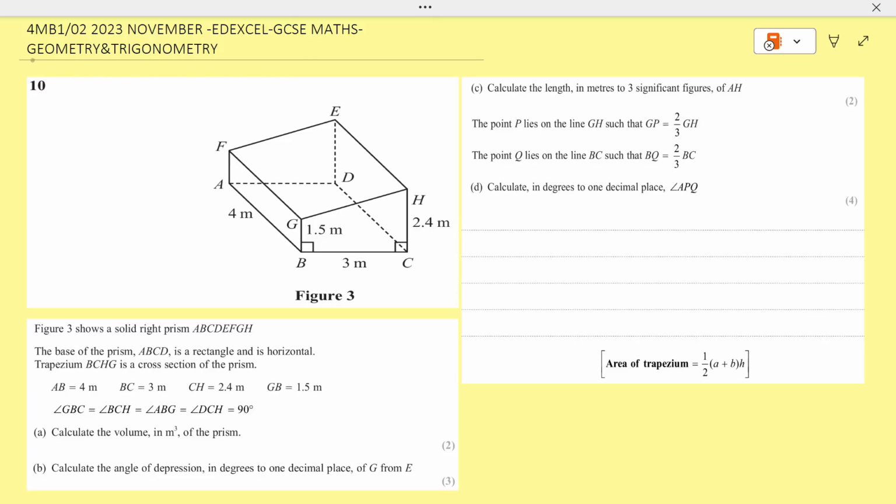Hi guys, today we are going to discuss Mathematics MB1 Paper 2 from 2023 November. It's EDEXCEL GCSE Math number 10.